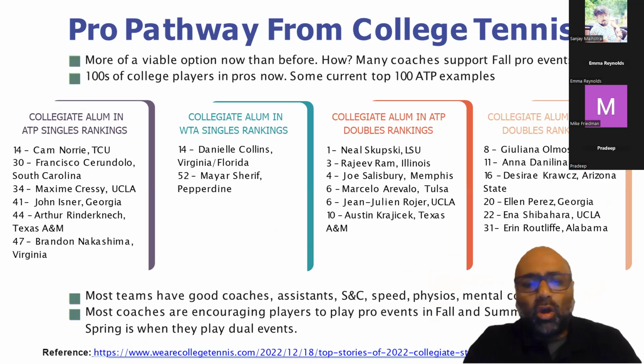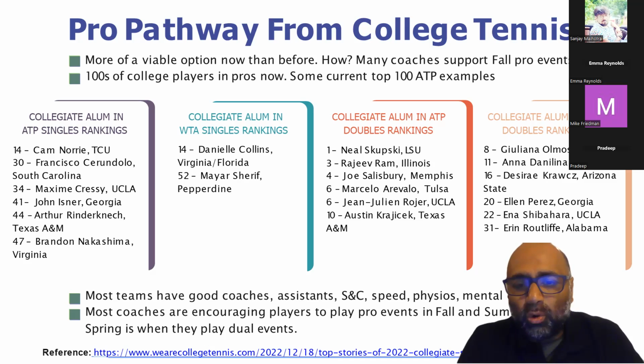So this is a very common one that's asked a lot of times: the pro pathway to college tennis. What is a pro? That's a very important question to answer. Some people think if you have a pro ranking, an ATP ranking or a WTA ranking, you're a pro. You don't really make money to make a living, but technically you could be a pro. But in our case, we are really looking at pros, people who are legitimately making a living playing tennis.